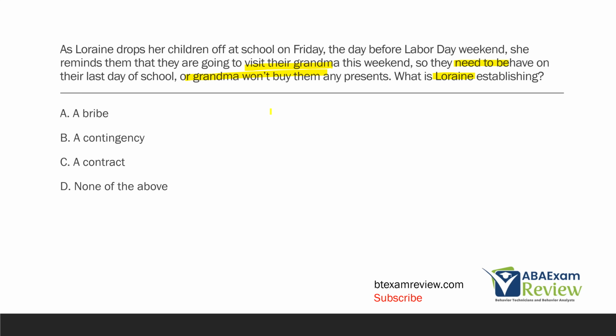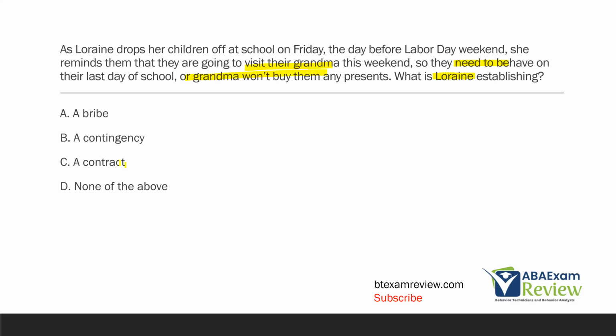In this case, however, Lorraine says, you need to behave on the last day of school or grandma won't buy you presents. So before they get the presents, they have to behave on their last day of school. In other words, if you behave, you get presents. If you don't behave, you don't get presents. And a contingency is simply an if-then statement. If you do this, then you do this. First you do this, then you get this. Lorraine is establishing a contingency.